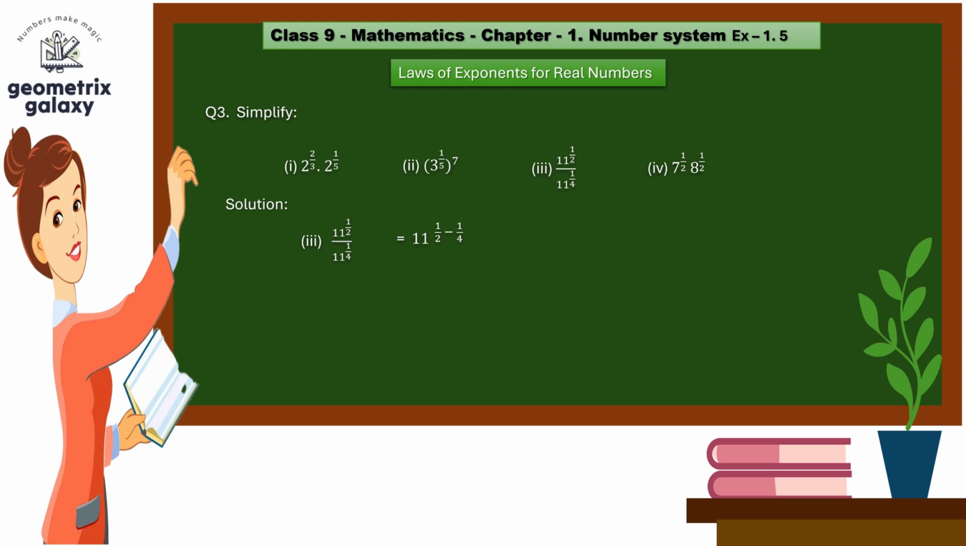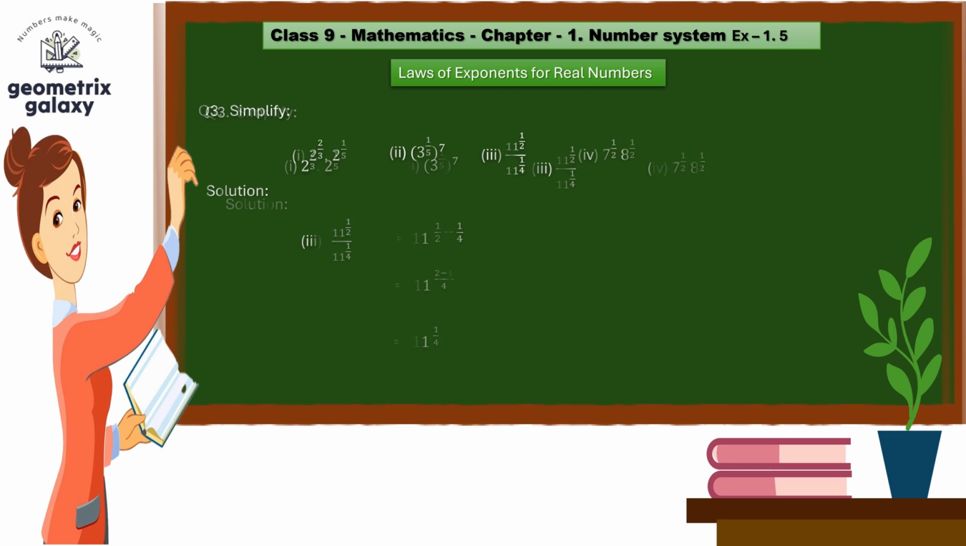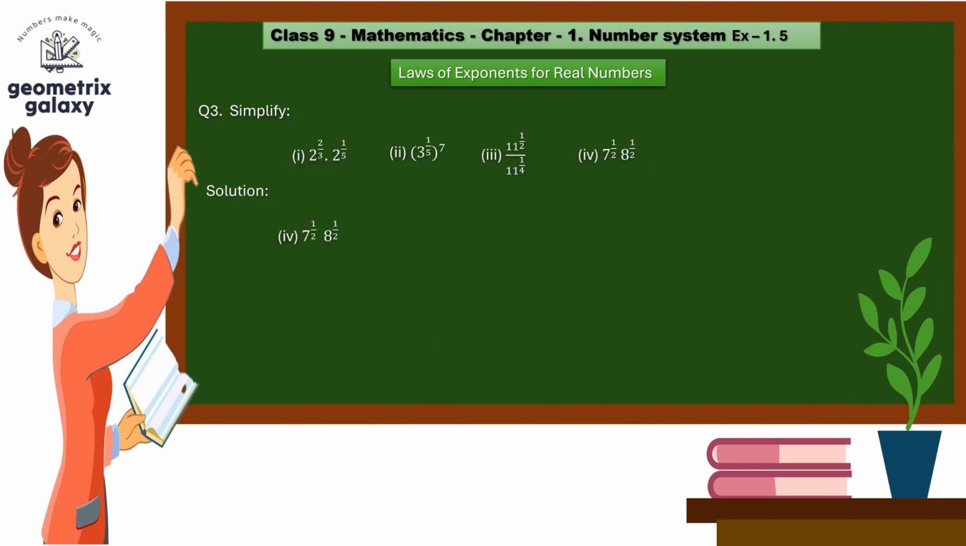Fourth subdivision is 7 power 1 by 2 into 8 to the power 1 by 2. Here the bases are different but the power is same. So what we have to do? We have to multiply the bases and put the same power. Therefore 7 into 8 whole power 1 by 2. 7 8s are 56. 56 to the power 1 by 2.